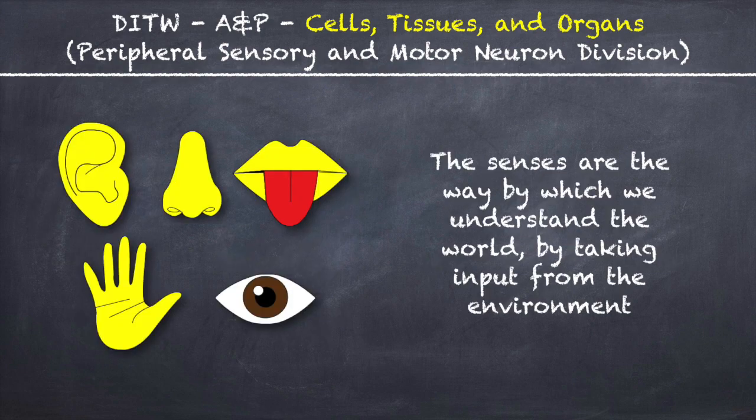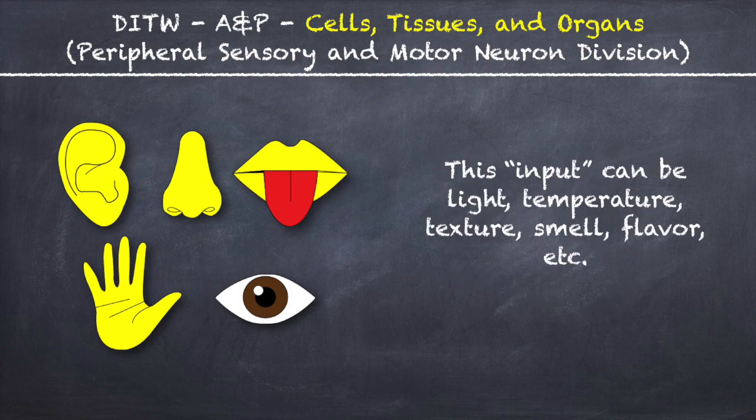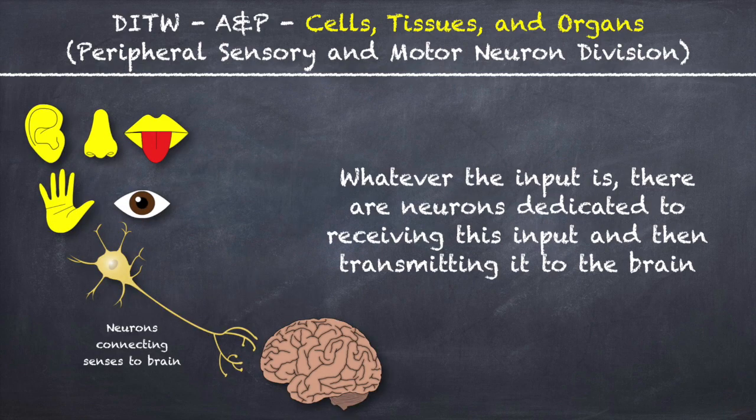The senses are the way by which we understand the world by taking input from the environment. This input can be light, temperature, texture, smell, flavor, etc. Whatever the input is, there are neurons dedicated to receiving this input and then transmitting it to the brain.